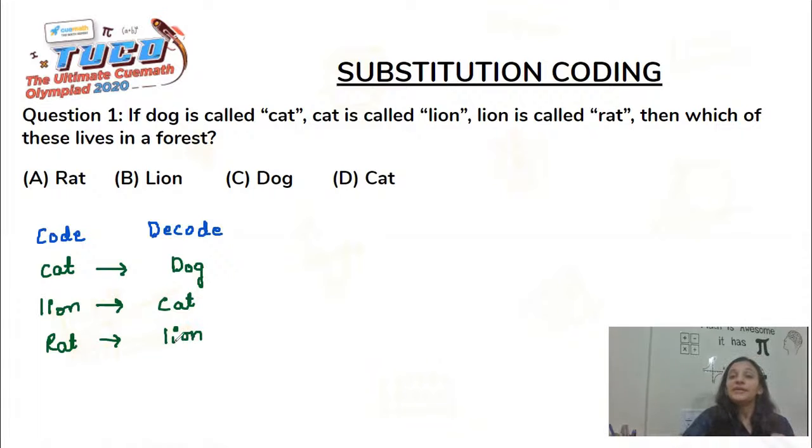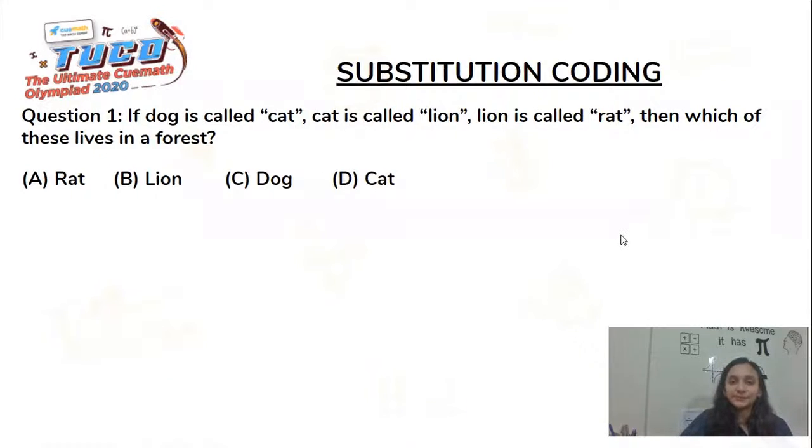Now the question is, which of these lives in a forest? So as I had also told you at the start of the masterclass when we were doing the quick test, you always go by the decoded words, the original words. Now who lives in a forest out of dog, cat and lion? A lion lives in a forest, but lion has been coded as rat. So if you want to specify the animal who lives in forest, you would have to make use of its code word, and the code word for lion is rat, and hence the correct answer to this question is option A. With this, moving on to our next question.